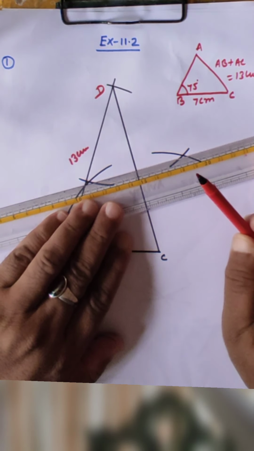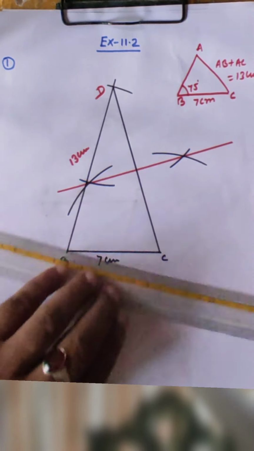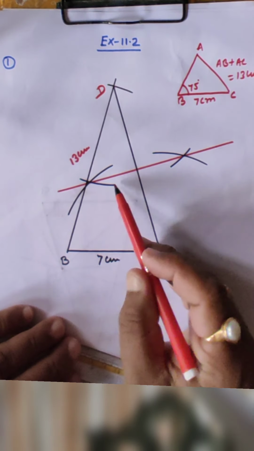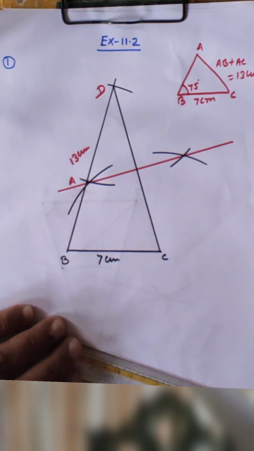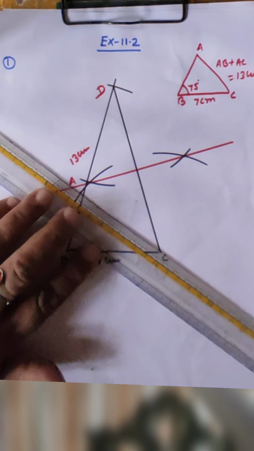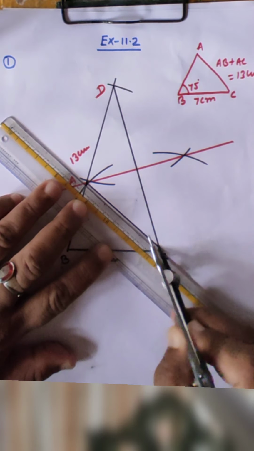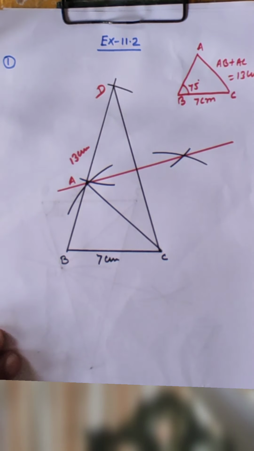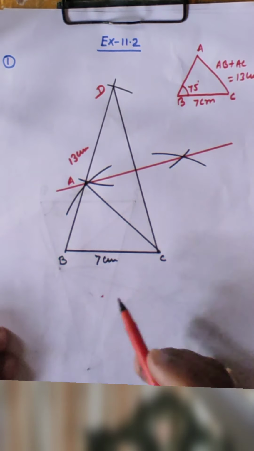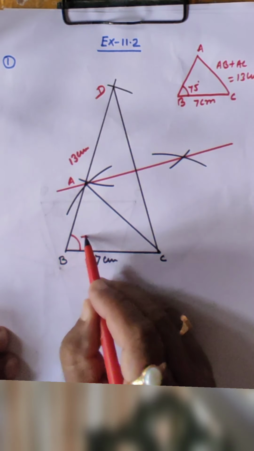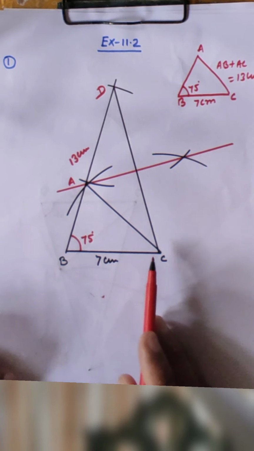Here I am using red sketch pen to draw the line of bisection. Now this line of bisection intersects the side BD at the point A. Now we will join AC. And this is our required triangle ABC, in which BC equal to 7 cm, angle B equal to 75 degree, and sum of two sides AB and AC is 13 cm.